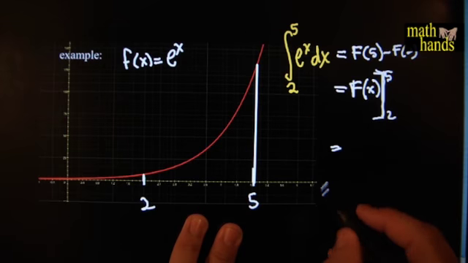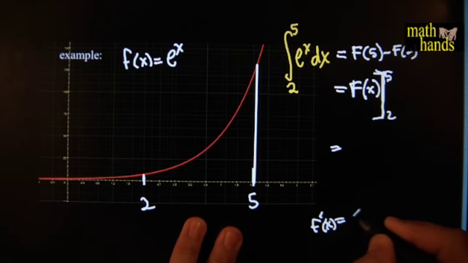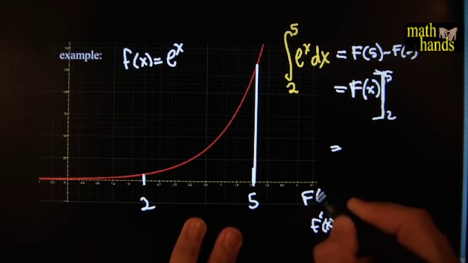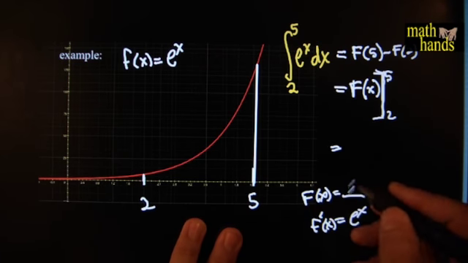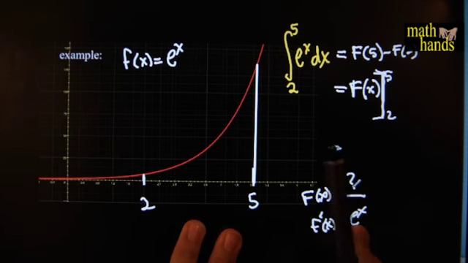So then I get to play that little antiderivative game again. I say, hey, I've got a function here. All I know is that the derivative is e to the x. But I'm trying to guess, what function was that? Where did it come from? I need a function such that when I take the derivative, I get e to the x.